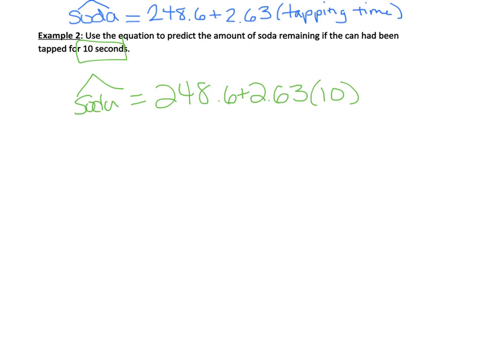Luckily in this class you can use your calculator 100% of the time, so you can just use it to find this. You'll find that the predicted amount of soda is 274.9. Do not forget your units, it's milliliters. And that's all that you need to do for that.